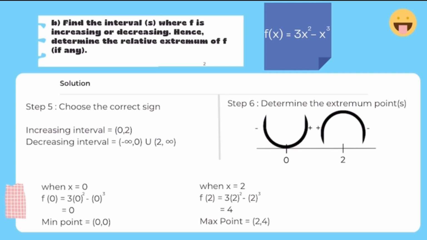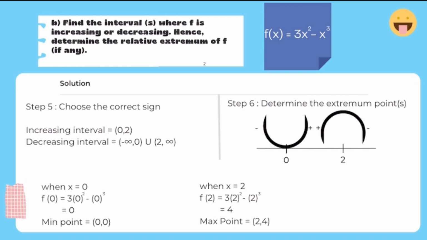From the critical line, we have the values 0 and 2. Then substitute the numbers into the function, the first function, which is f(x) equal to 3x squared minus x cubed. When x is equal to 0, we will get the function equal to 0, and then we can determine the minimum point, which is (0, 0). When x is equal to 2, just substitute it into the function and we will get the function value 4. So it will determine the maximum point of the function, which is (2, 4).